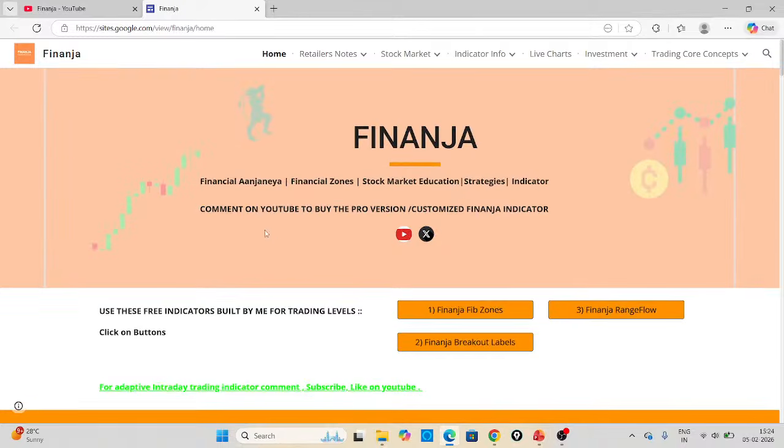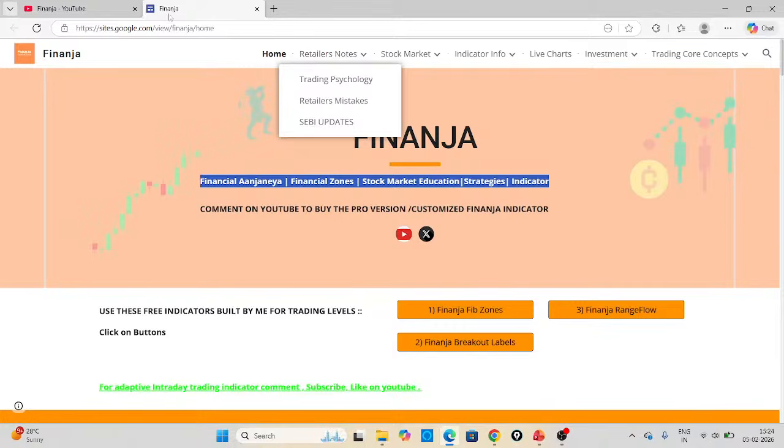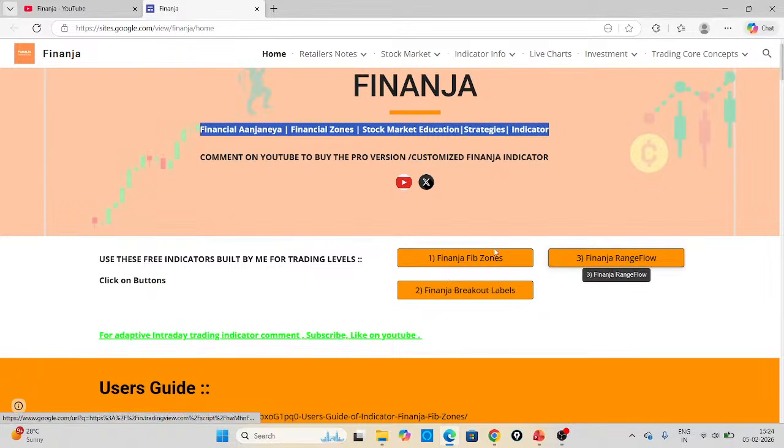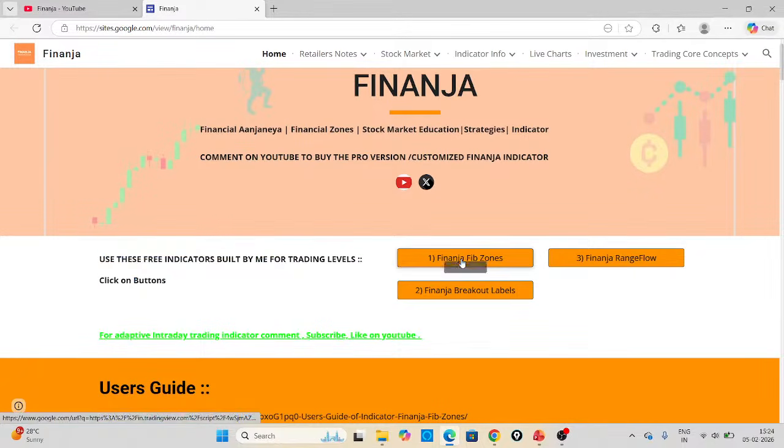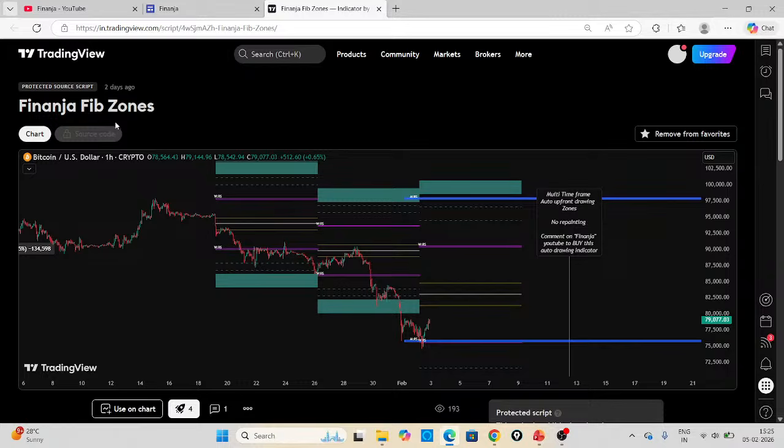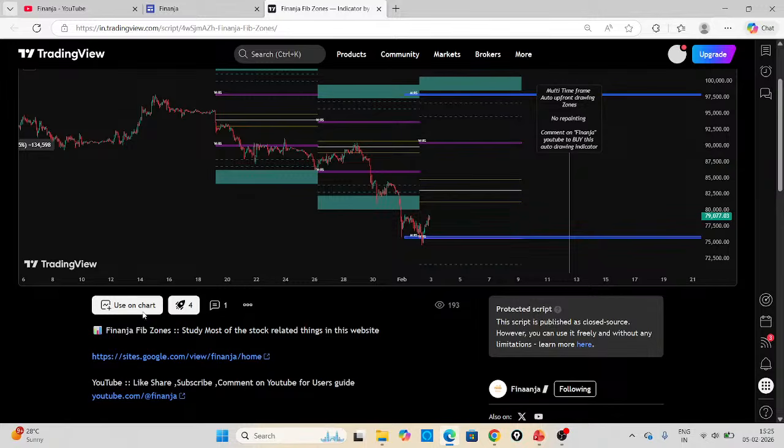You can get the indicator links directly. Come to my website and click on these indicators. You can see Finanja Fib Zones, Finanja Breakout Levels, Finanja Range Flow. I'd like to suggest that as of now, I have heavily backtested the first two indicators. I'll click on this one. You can see it is now navigated to the Finanja Fib Zones indicator directly. You can use it in the chart.